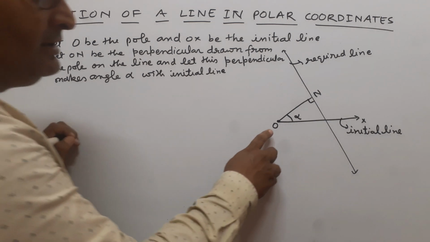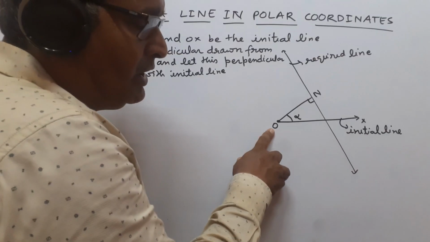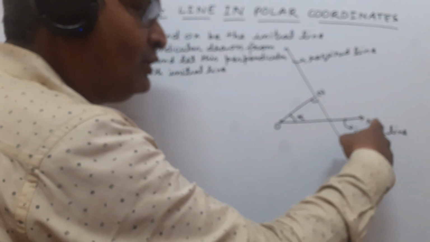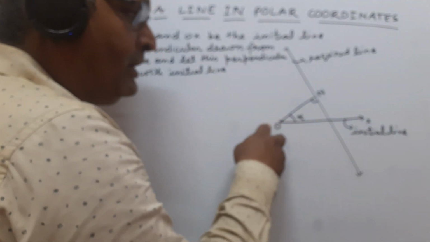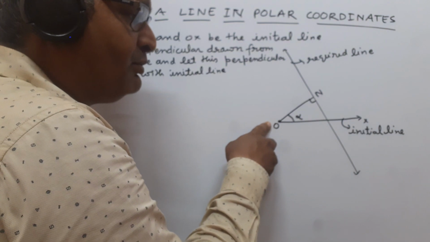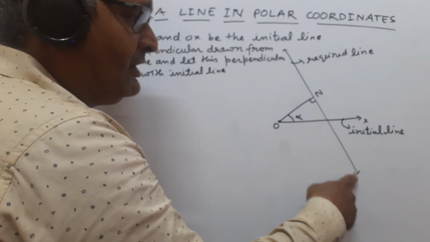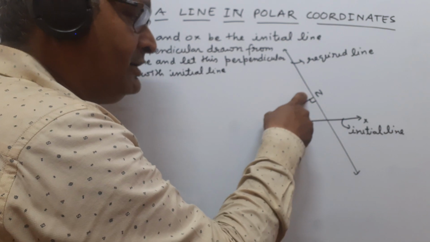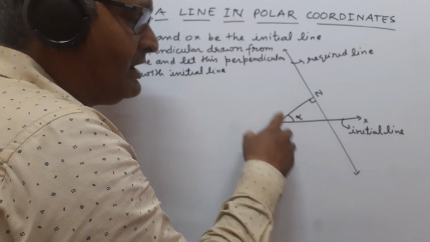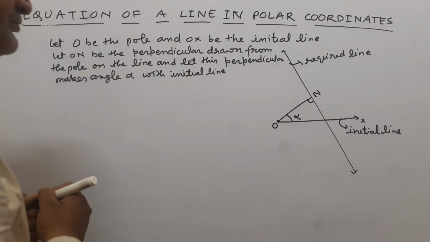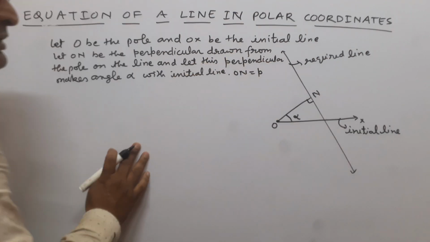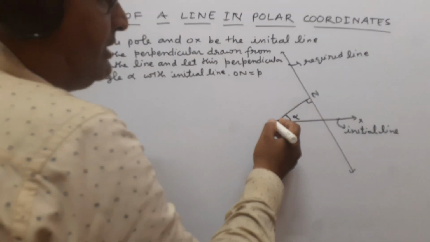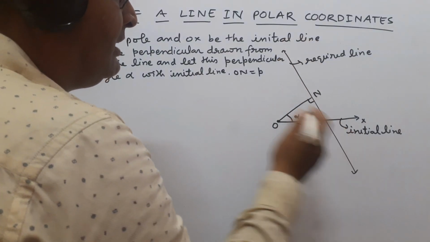You can see that this fixed point O is the pole or origin. This fixed horizontal straight line OX is called the initial line. Suppose this is the required line. ON is the perpendicular drawn from the pole on the straight line. Let us suppose that ON makes an angle alpha with the initial line. Here ON is equal to P. P is the length of the perpendicular drawn from the pole on the line.